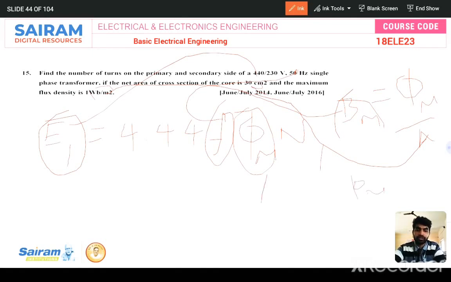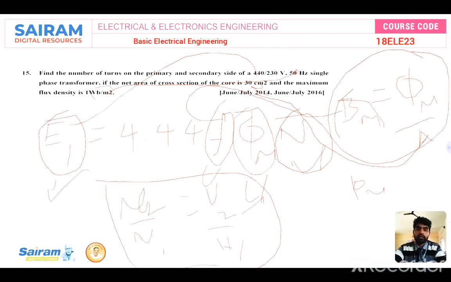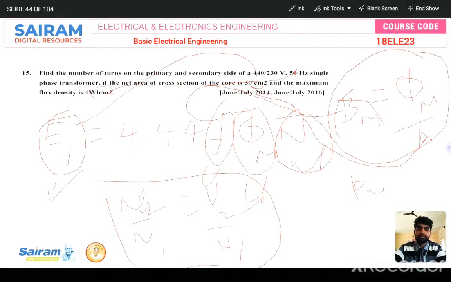Just substitute over here, and we can calculate N1, right? Directly you can calculate, because E1 is a known value and frequency is a known value. Phi m we calculated by using this formula, and N1 we can calculate. So N1 we need to calculate, and after that you can use this formula: N2 by N1 is equal to V2 by V1, right? So we can calculate like this. Let's see the solution for this question.